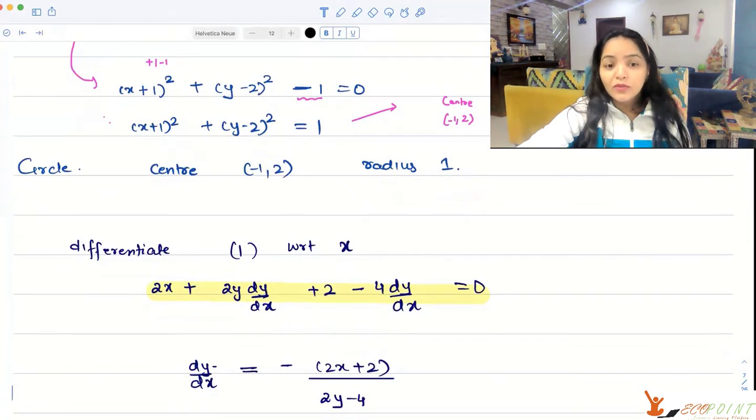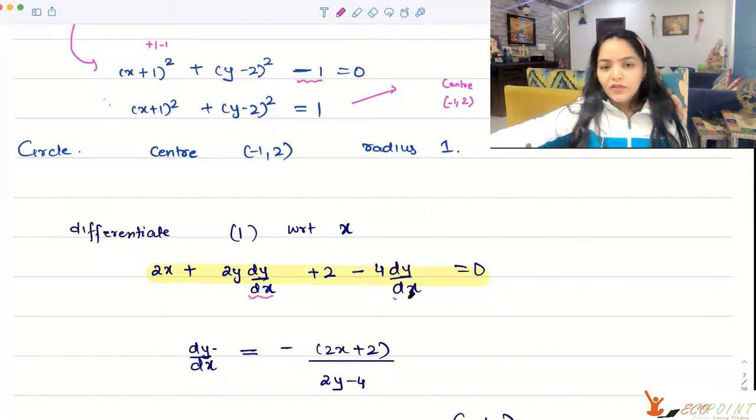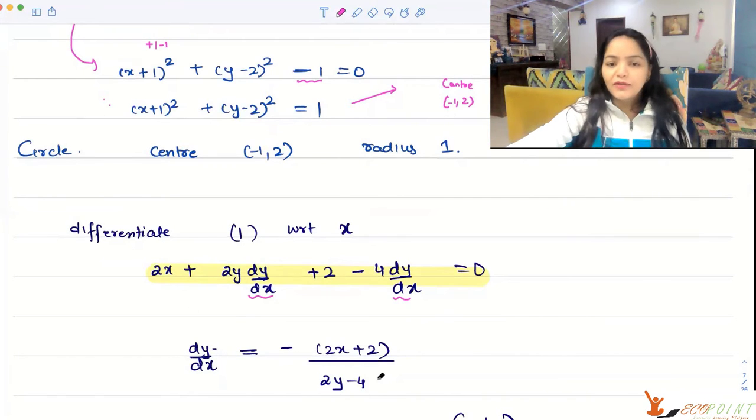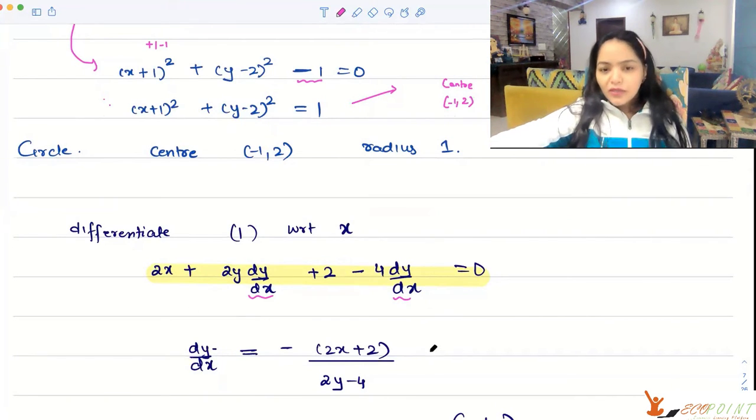And now let's find out what is dy by dx. dy by dx is minus of 2x plus 2 upon 2y minus 4. So you just collect the dy by dx terms here and take everything to the other side. And then whatever is your coefficient of dy by dx, that comes to the denominator. So this is what you will actually get. Now you can, of course, take 2 common. So clearly what you will get is minus of x plus 1 upon y minus 2. This is what we get.